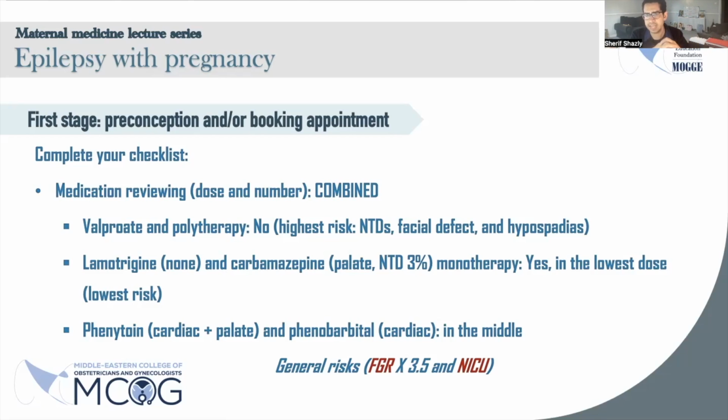The second on the list is actually carbamazepine. And carbamazepine is known to probably increase the risk of congenital anomalies, but the increase in the risk is not major compared to other medications. And actually carbamazepine has been related to two anomalies. So cleft palate is one of them.